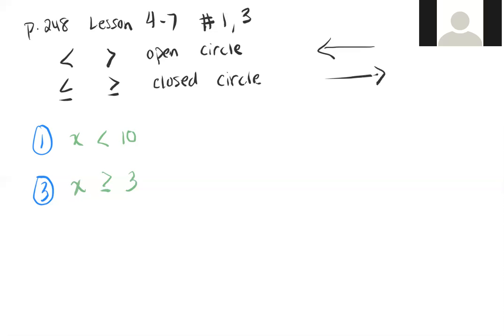All right, last bit. Go ahead, turn the page. We're going to look at independent and dependent variables. Oops, I hit the wrong button. Here we go. So page 249, I'm going to look at lesson 4.8 and 4.9.